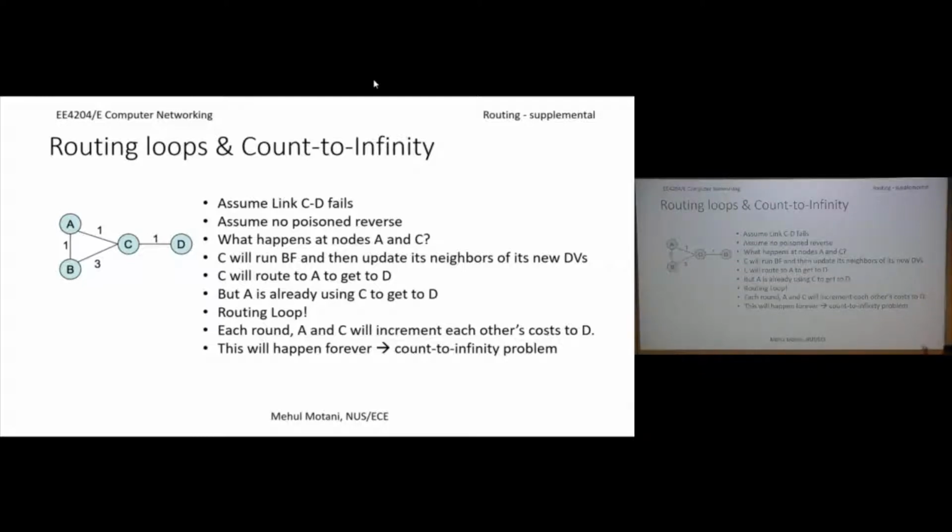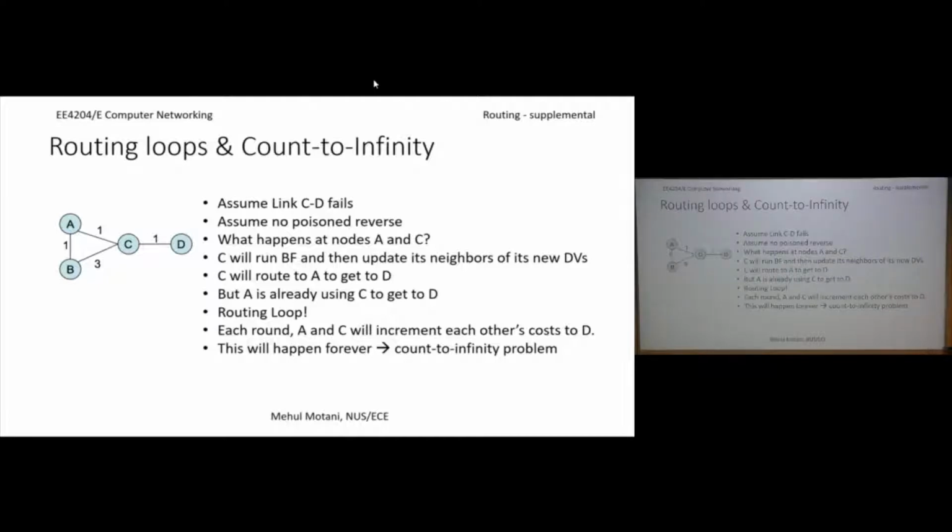It's going to ask A. It's going to know that A had a route to D, and it's going to use it. It's going to update its distance vector through A or B. And then it's going to tell A or B. And what are A or B going to do? Well, they were using C to get to D. So they're going to update their distance vectors.